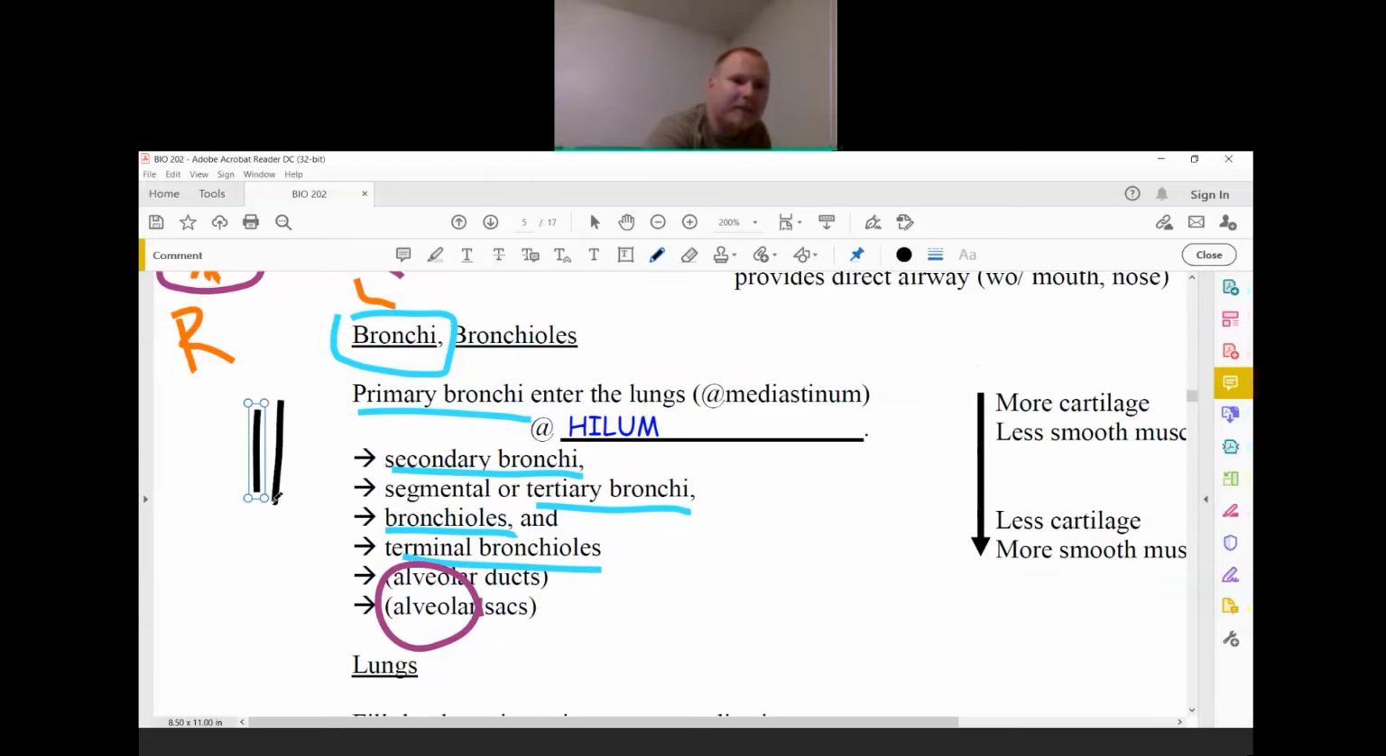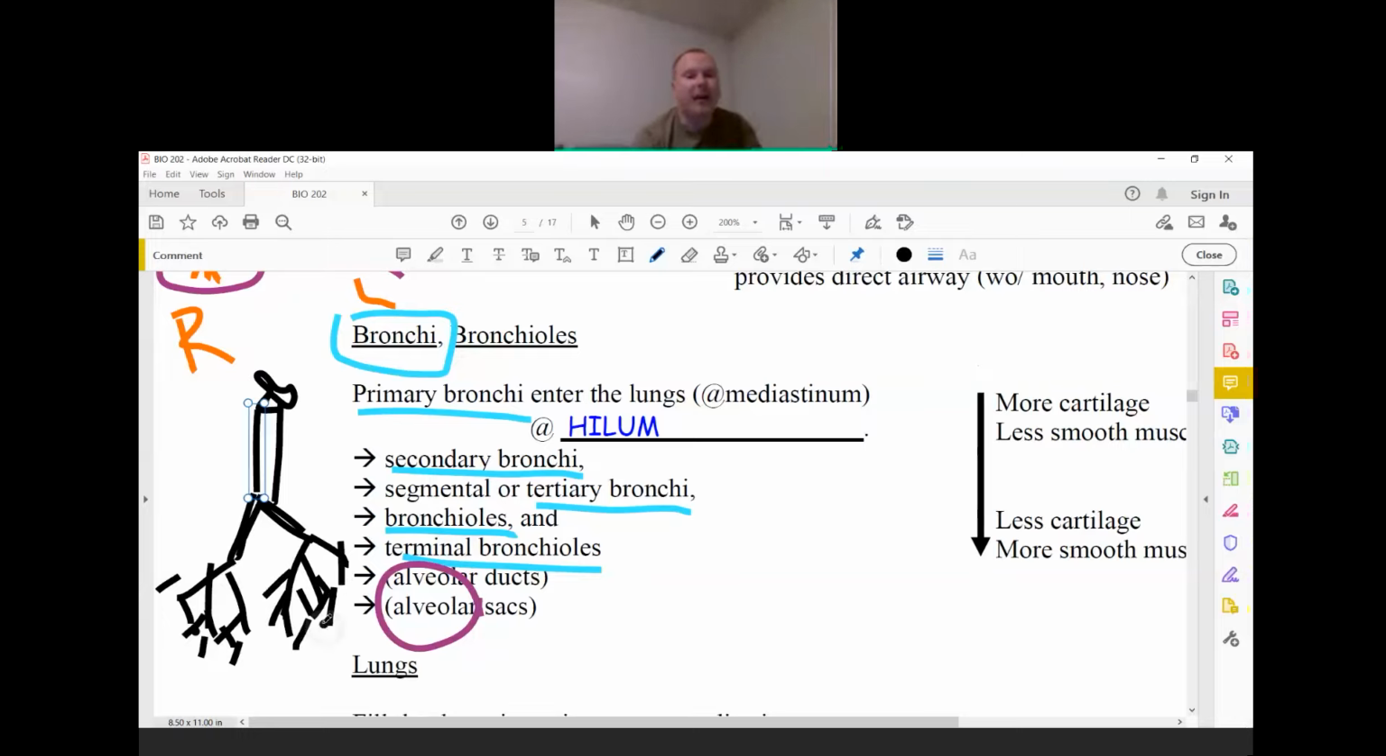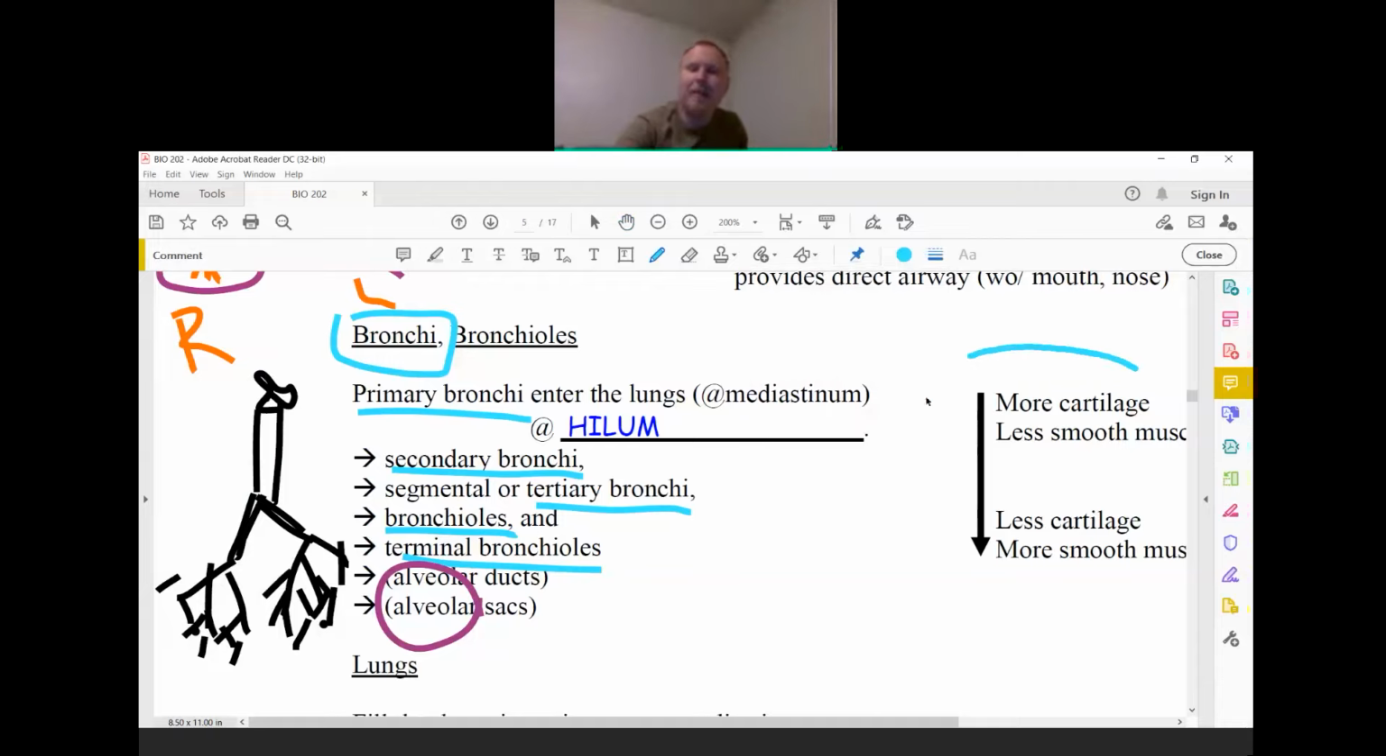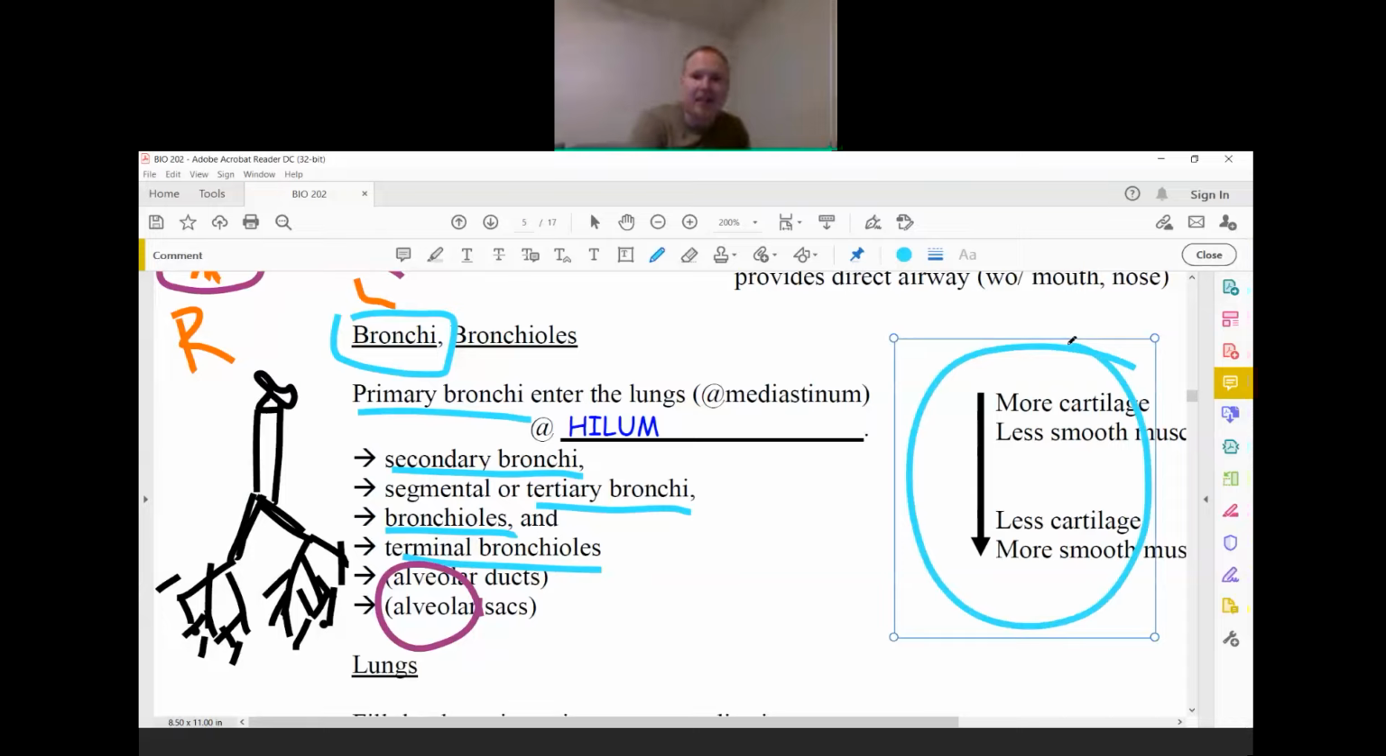Here's our trachea dividing into primary bronchi on the right and left side, then dividing into secondary branches, tertiary branches, bronchioles, and eventually to the terminal bronchioles, which is where the alveoli are located. One thing that we notice as we follow this arrangement is that the amount of cartilage decreases as we move downwards and the amount of smooth muscle increases. So that's something that we notice here as we follow this path of the respiratory tree.